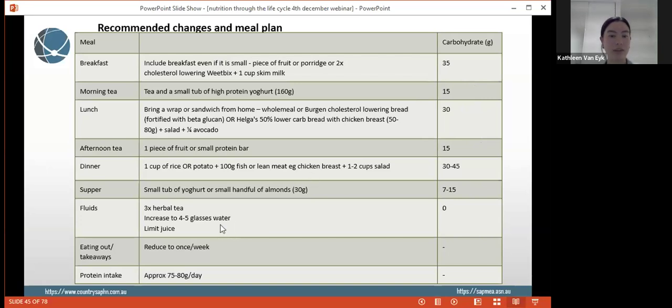With the drinks, ideally increasing the water, limiting the fruit juice and the Coke to keep those carbohydrates down and those added sugars down. And now the protein intake has gone up a bit closer to what we want it to be, about 75 to 80 grams a day.